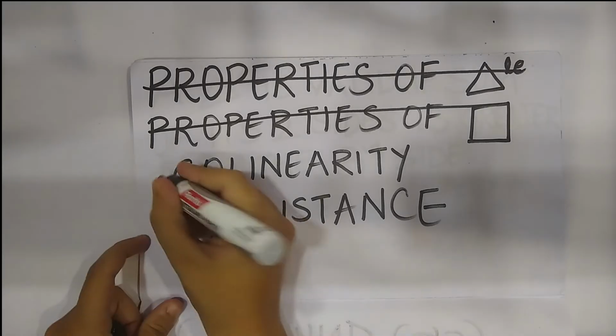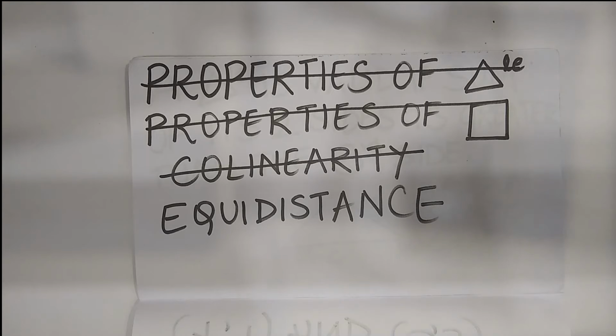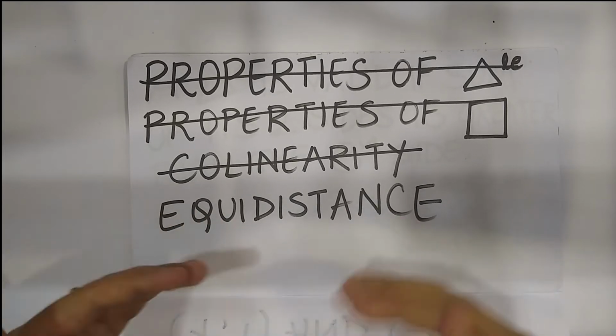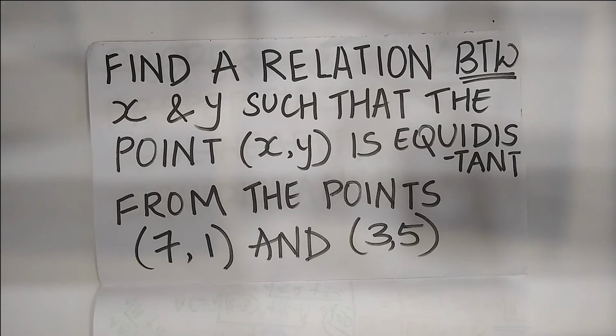So let us scrape out collinearity because we are done with the problem. Now we will talk about problems related to equidistance. Equidistance means that the points are at equal distance or there is equal distance between the points. So we have a problem here related to equidistance.